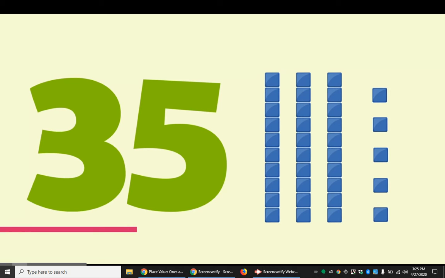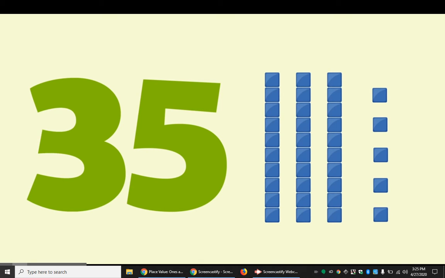The next place over is the tens place. The number in the tens place is always 10 times the value of the number shown. It's like counting by tens to the number you see. In our number 35, the 3 is in the tens place. We can find its value by counting by tens 3 times.